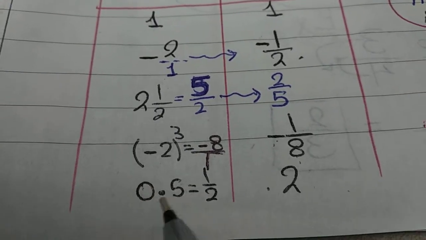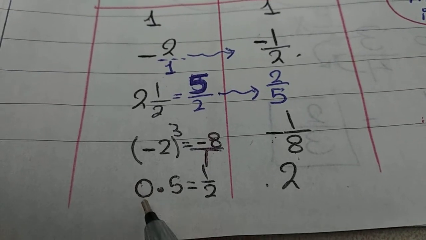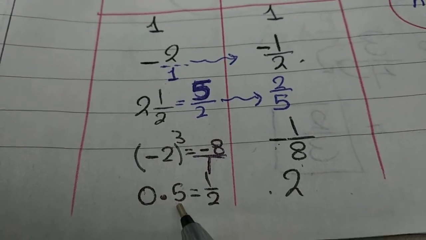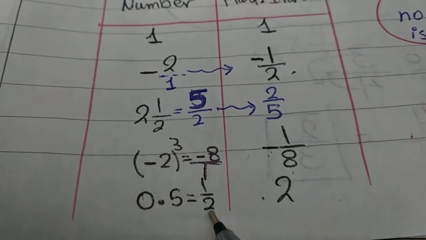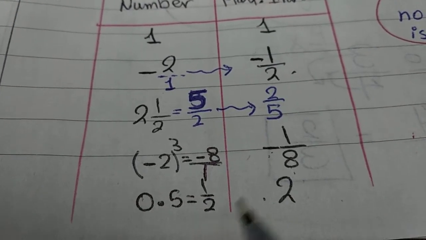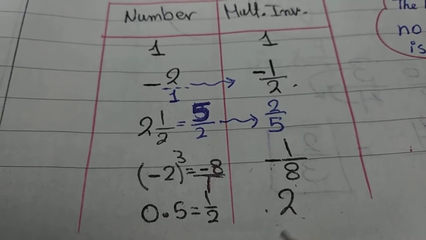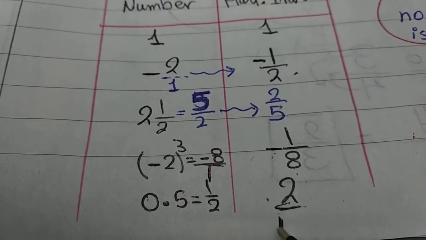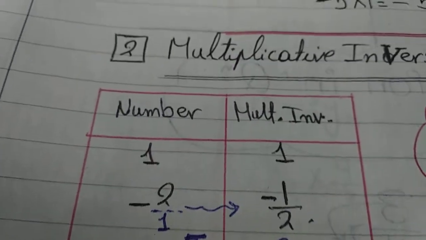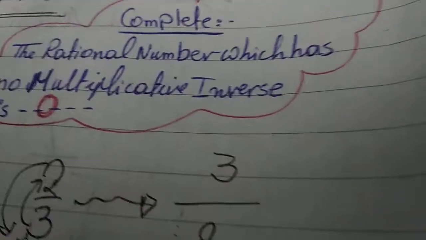0.5. Using calculator, 0.5 means 1 over 2. To write its multiplicative inverse, change this number upside down. It will be 2 over 1. That means 2. So I will repeat again.